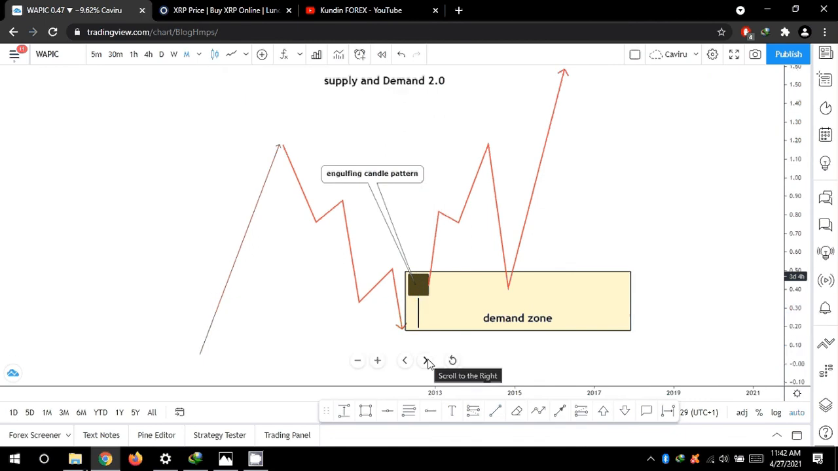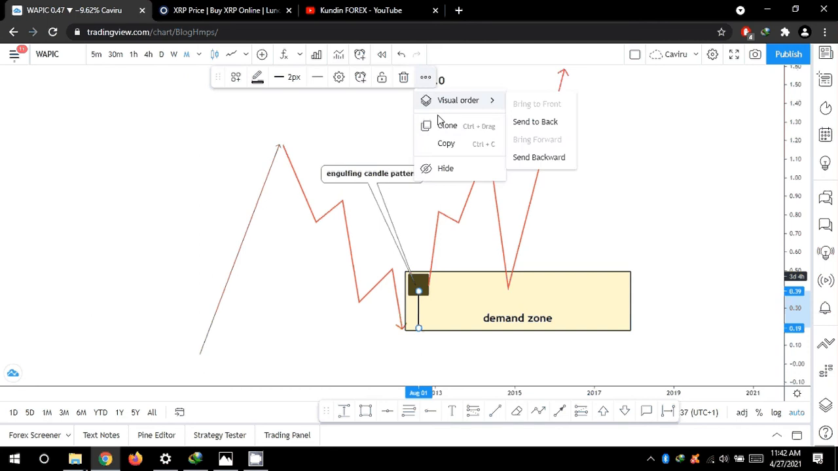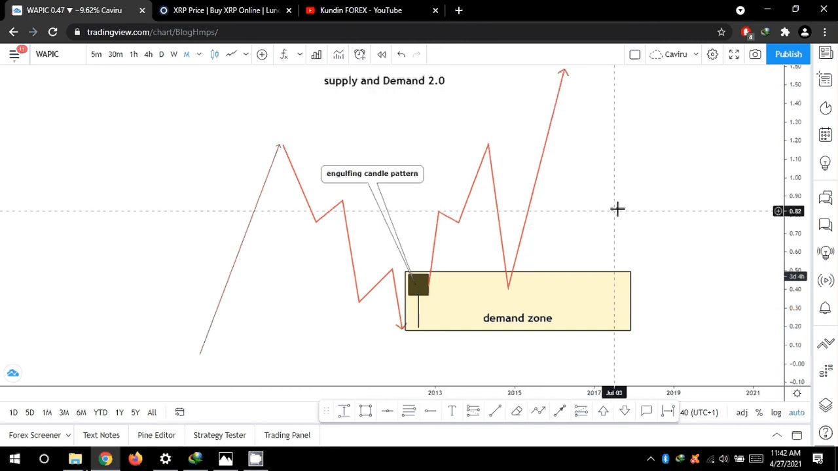It can be a pin bar. You see, this is what I'm talking about. It doesn't matter. One of those three candles, the moment you see them, boom, that is your demand level. I hope you understand this example, a more detailed example of demand level.